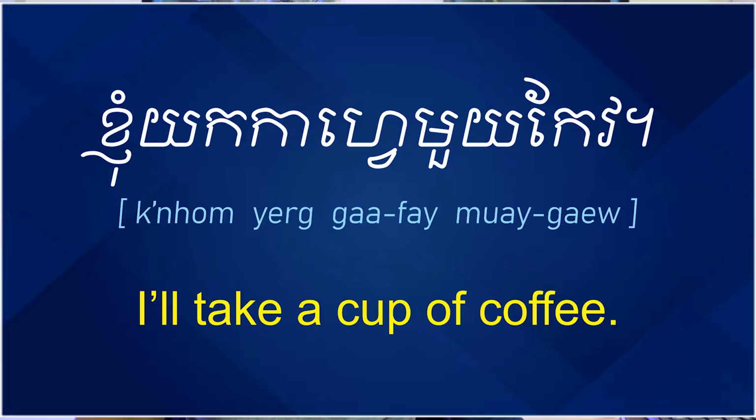Now, for example, in the sentence you say, I take a cup of coffee. In Khmer you say ខ្ញុំយកកាហ្វេមួយកែវណា. So you see you use មួយ before container, and you use coffee before number also. Coffee one cup. ខ្ញុំយកកាហ្វេមួយកែវណាបាទ.